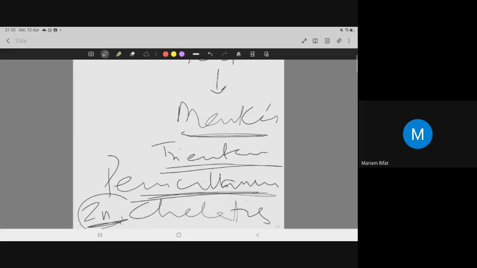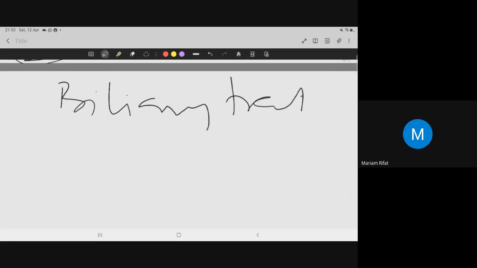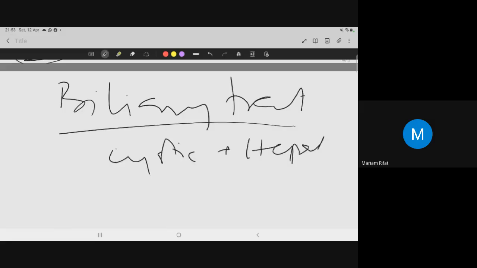Okay. So now the last disorder that we will cover is biliary tract disease. If I say biliary tract disease, it means a disease that starts from your cystic duct, from your hepatic duct, and then your common bile duct. This whole thing is your biliary tree.